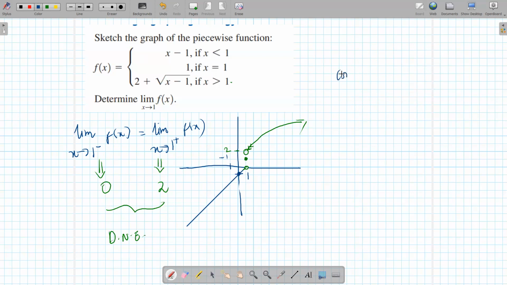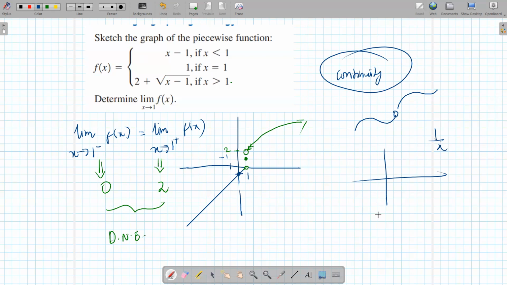There's one more thing I would like to mention here: the idea of continuity. Continuity just means continuous. Think about when you're graphing anything, right? If you have to lift your finger up, that means it's discontinuous. Like for example, if you want to graph 1 over x, there's no way you get from here to there without lifting your hand. So this is discontinuous.